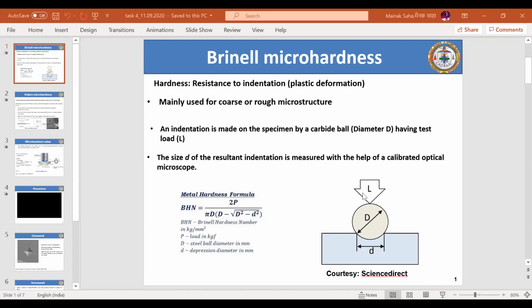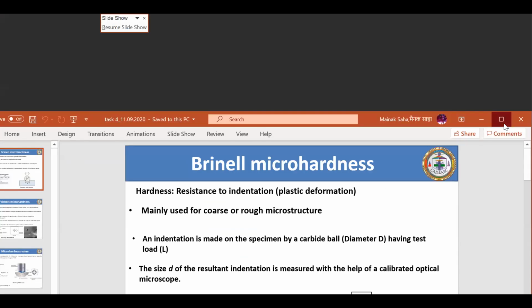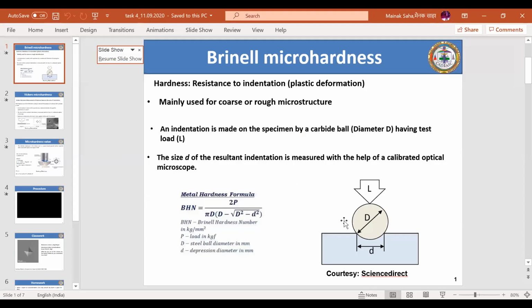Now we are applying a test load, or a uniaxial load of magnitude L, or magnitude P also, you can say. This is the formula. And the size d, this small d, of the resultant indentation is measured with the help of a calibrated optical microscope. I mean, definitely there are lots of other techniques to measure it, but if I start discussing in detail, it might be a bit hard to grasp now. It comes with experience only. So this small d is basically nothing but the diameter of the projected area that I was talking to you about. So based on this, we can find out the BHN, that is the Brinell microhardness.